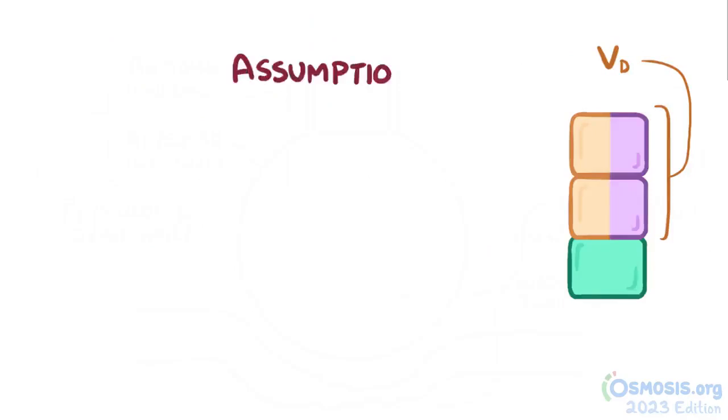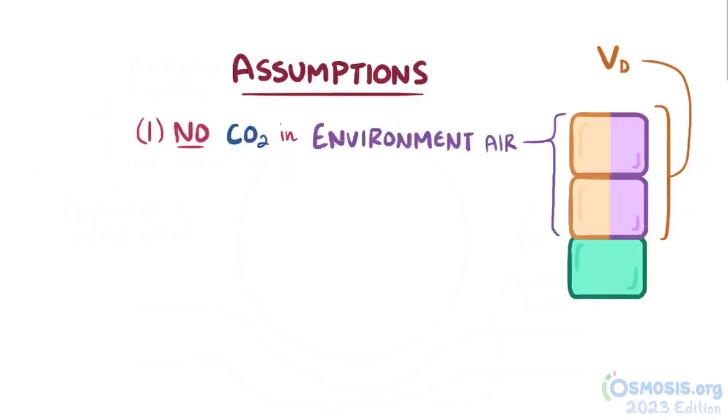But first, there are a couple important assumptions. The first is that we assume that there's no carbon dioxide in the environment air. The actual figure is about 0.04%, so 0 is not too far off the mark. And remember that this is the half purple boxes here since that air came from the environment, but was never exchanged.